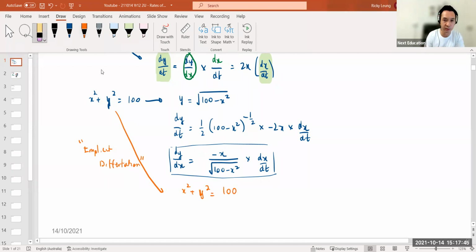Oh, sorry, I wrote that wrong. So this expression here, I don't know why I put an x there. It should be a t. Right? What do I want? I want dy dt. So the question is, why do I need to make y squared or y the subject at all? Why do I need to get to this point?